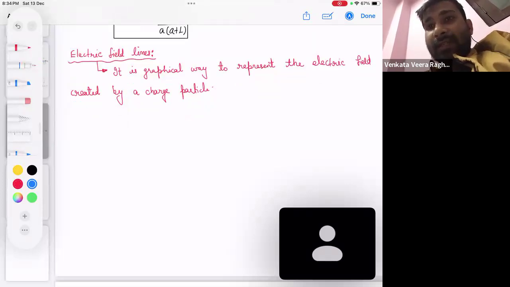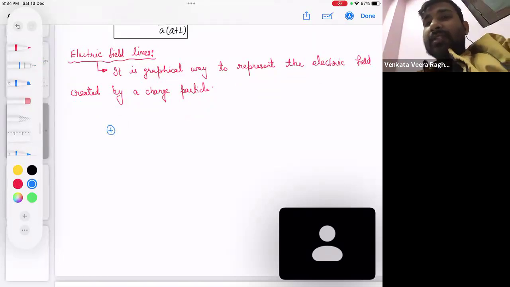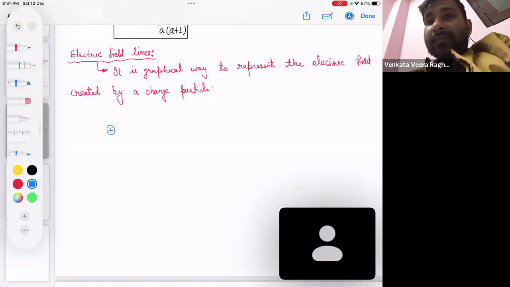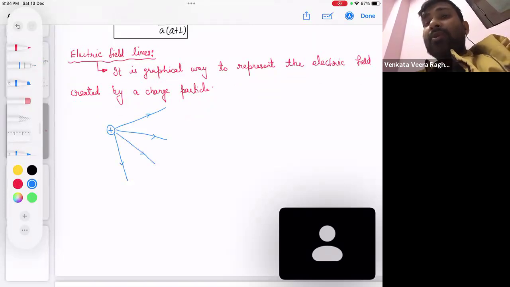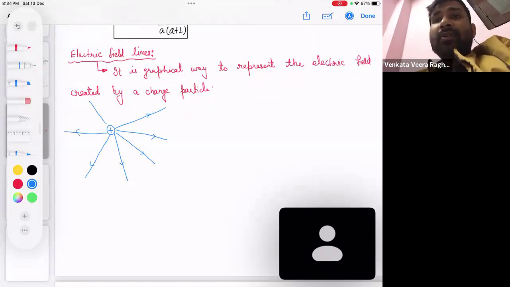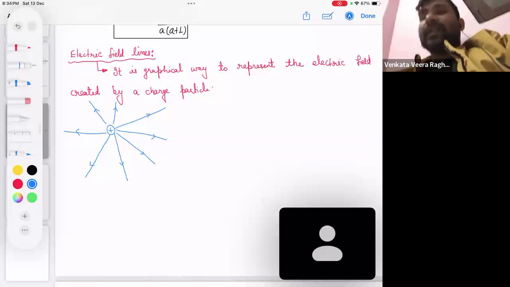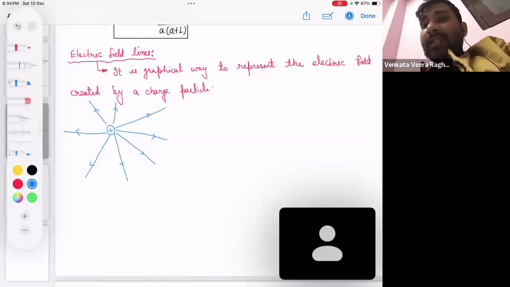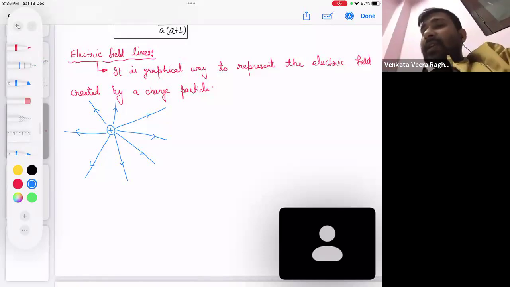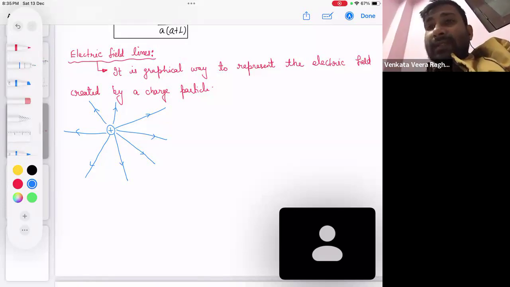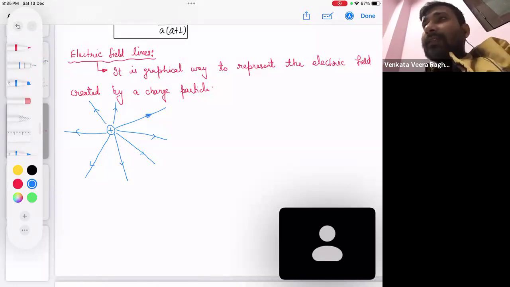Okay, so what do electric field lines mean? If I have a positive charged particle, from it the field lines will be coming away. It doesn't mean these lines are actually coming out of the charged particle. It just represents the direction of the field created by a positive charge particle. Okay, so the first thing we understand: does the direction of the arrow tell us the direction of the field created by the charged particle?